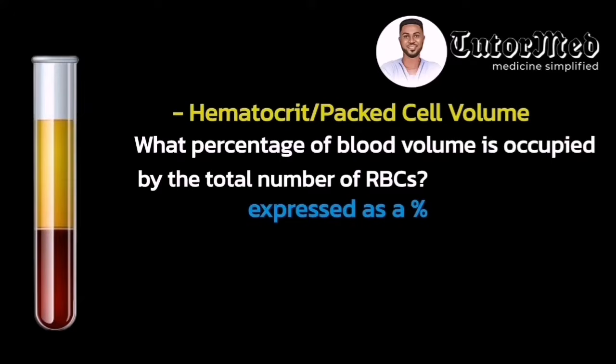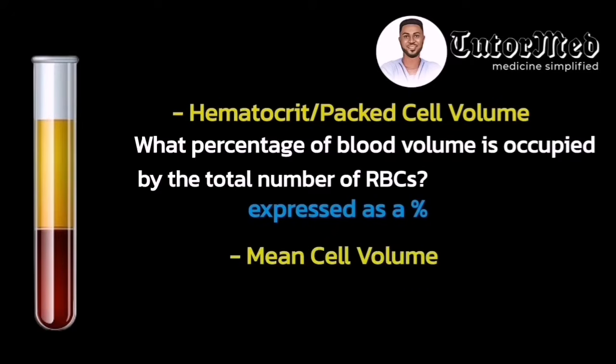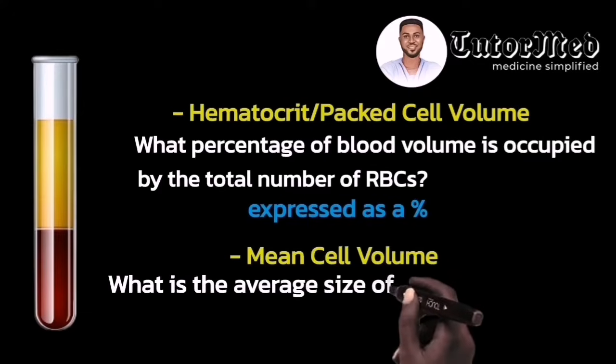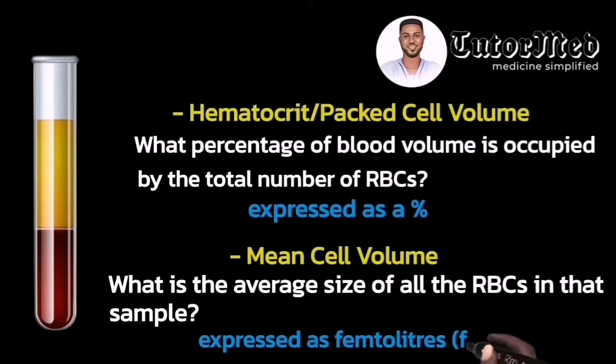Next, the analyzer tells us about the red cell indices, the first being the mean cell volume. The red blood cells in our sample have varying sizes. Some are big, some are small, and some have intermediate sizes. And so the mean cell volume answers the question, what is the average size of the red blood cells counted? It is expressed in liters as femtoliters. So for example, you can have a patient whose mean cell volume is 80 femtoliters.